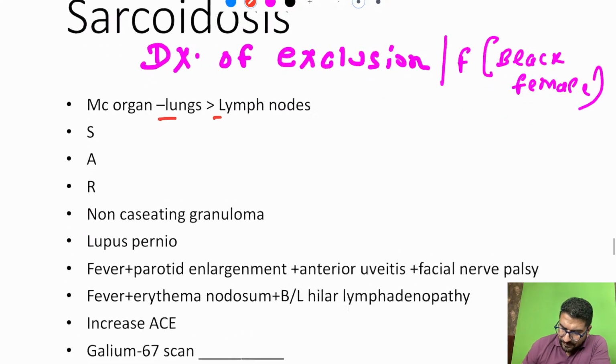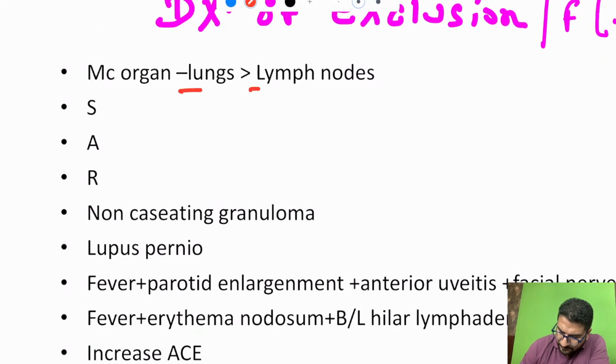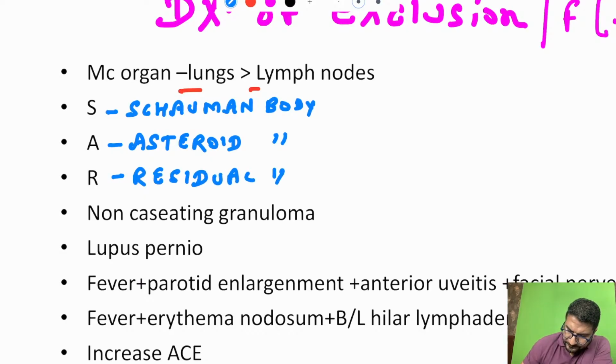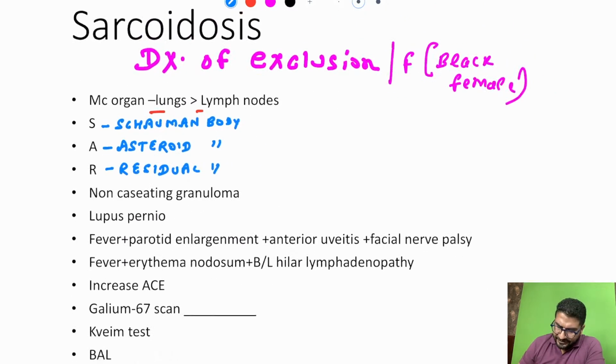Then you can find some bodies. So what are these bodies in sarcoidosis? You can find Schaumann bodies. You can find asteroid body, Schaumann body, asteroid body. Then you can find residual bodies. ये दोनों आपको याद रखने, Schaumann और asteroid. There will be non-caseating granuloma.